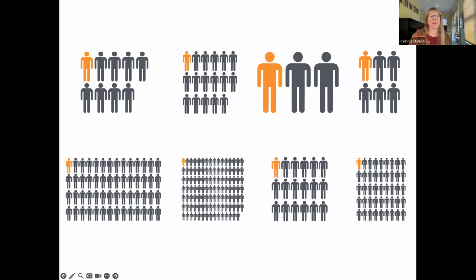Lots of people, one in each group is wearing orange or is orange. There's one orange in all. The sizes are different group sizes. Lots of people standing.